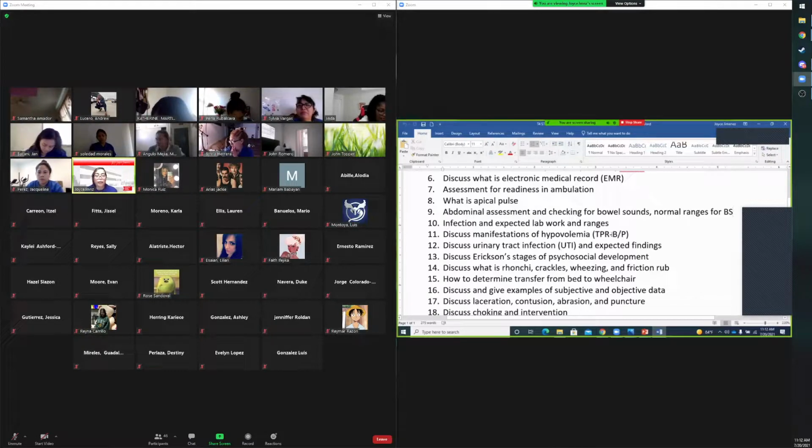Infection and expected lab work ranges. So if you have an infection, what do you expect? In general, not low. You have fever and you have a high white blood cell count. The reason why it's high is why?